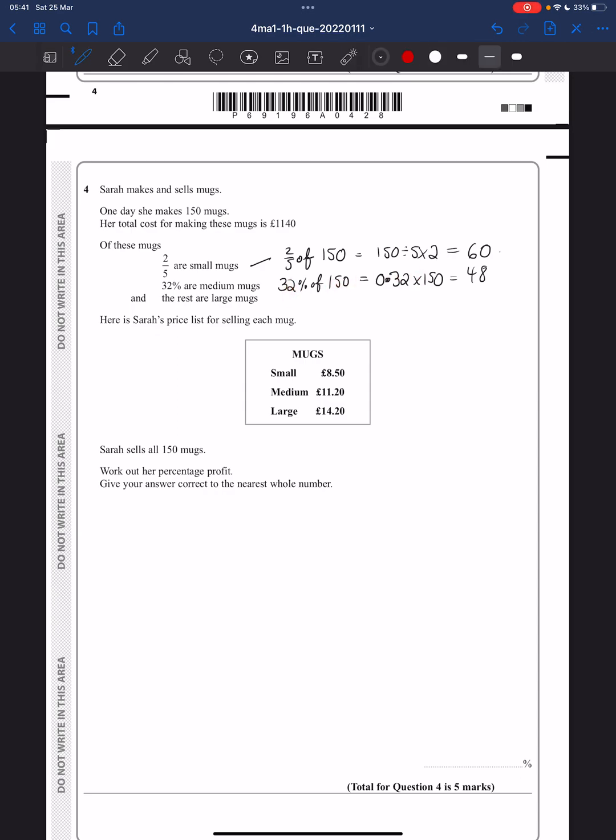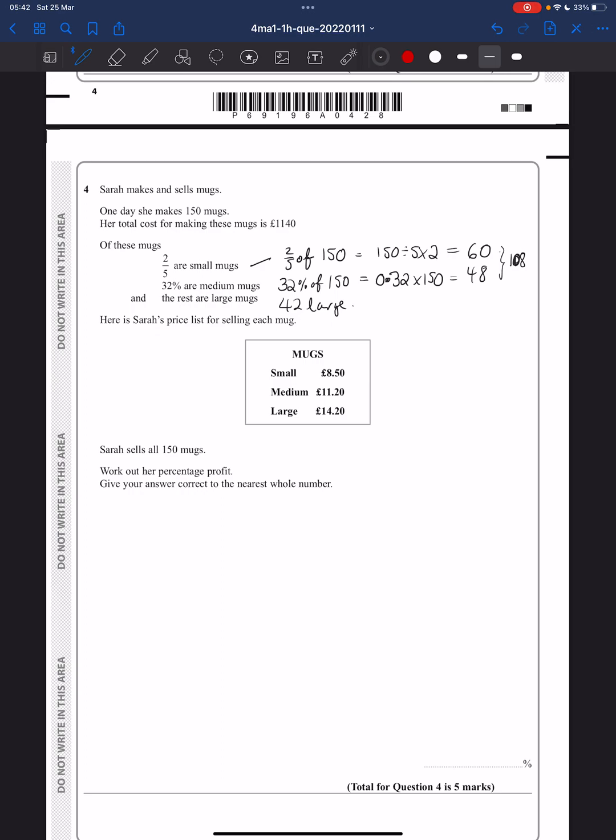Right, so the rest are large, so they add up to 118. No, they don't, they add up to 108. And then, so we've got 42 large. Okay, if she sells them all, work out her percentage profit.